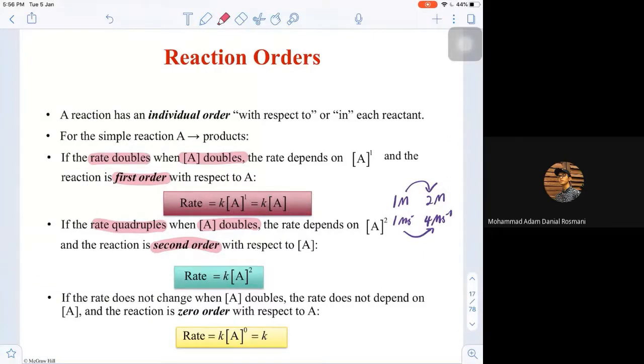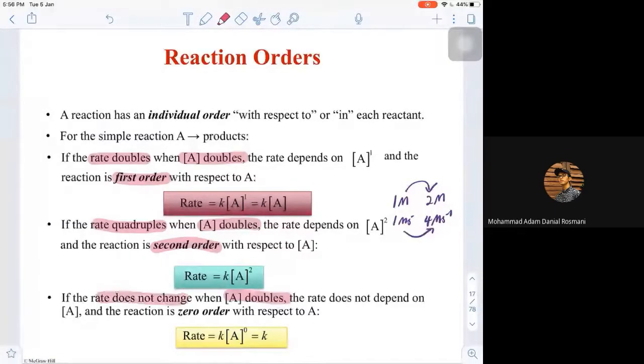And then if we double the concentration of A and it gives no change to the rate, nothing changed to the rate. For example, from 1 molar concentration, we double it to 2 molar. If initially the rate is 1 molar per second, and then we double the concentration, it's still 1 molar per second. We know that the order for A is 0 order. Actually when the reaction is 0 order, whether we double, triple, or quadruple the concentration, it still gives no effect to the rate of the reaction.